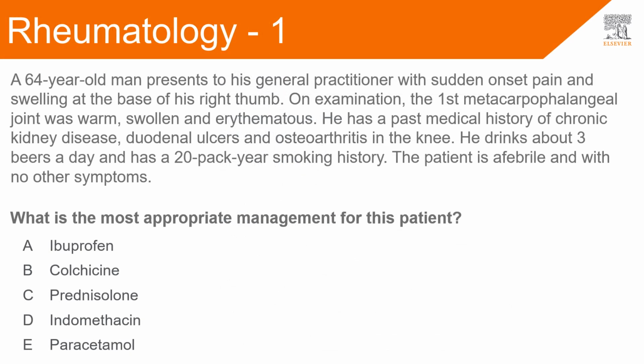So we have the first question. We have got a 64-year-old man that presents to the GP with sudden onset pain and swelling at the base of his right thumb. On examination, the first metacarpophalangeal joint was warm, swollen, erythematous. He's got a past medical history of chronic kidney disease, duodenal ulcers, and osteoarthritis in the knee. He drinks about 3 beers a day and has got a 20-pack year smoking history. On examination, the patient's afebrile and has got no other symptoms. The question is asking you, what's the most appropriate management for this patient?